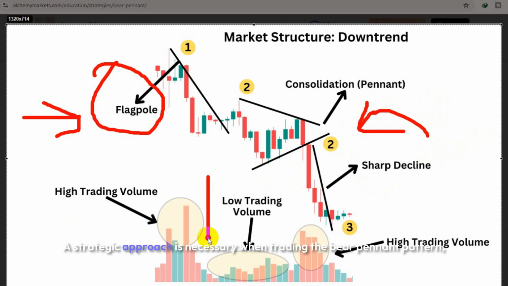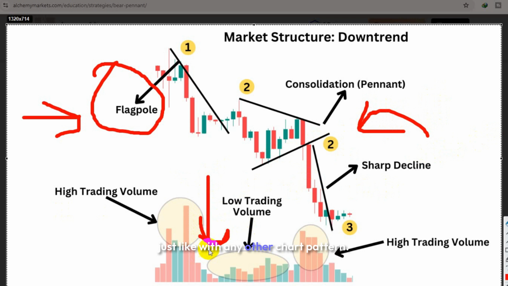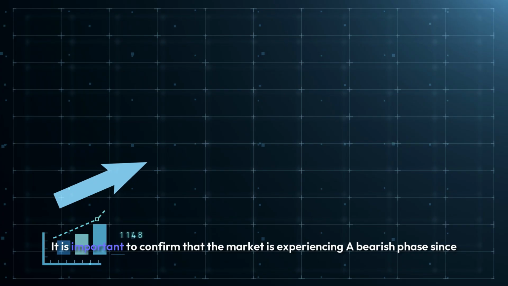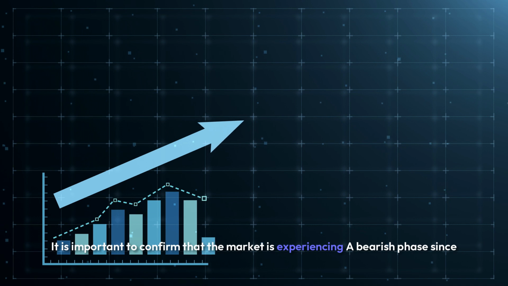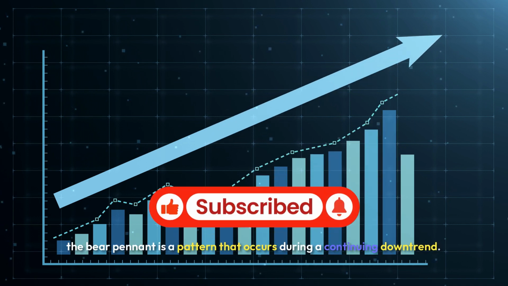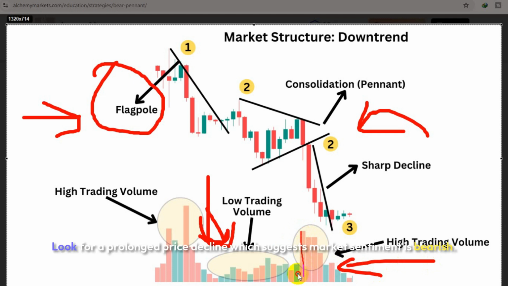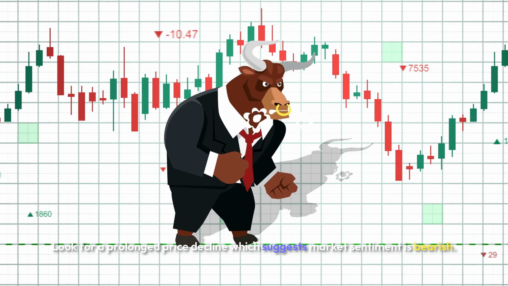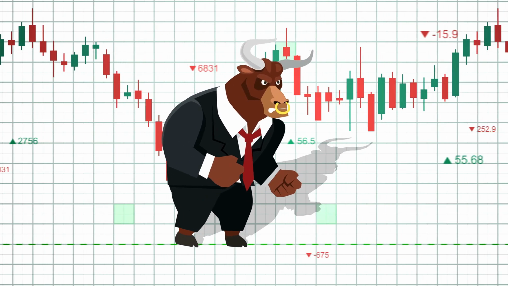A strategic approach is necessary when trading the bear pennant pattern, just like with any other chart pattern. Identify the market trend. It is important to confirm that the market is experiencing a bearish phase, since the bear pennant is a pattern that occurs during a continuing downtrend. Look for a prolonged price decline, which suggests market sentiment is bearish.